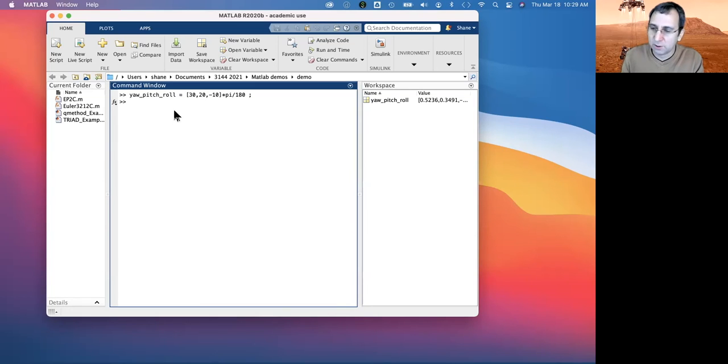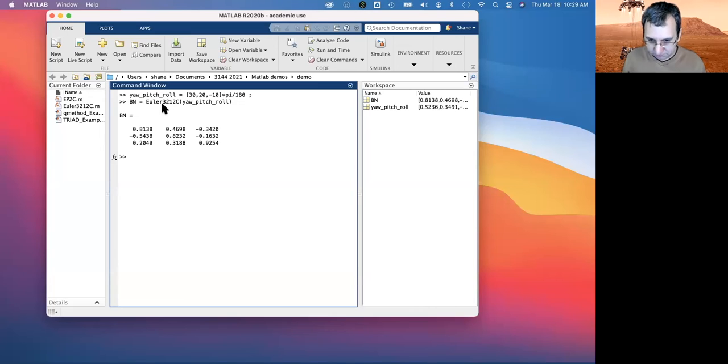So we could either look up in the back of the book, or in one of the earlier lectures, or I already have over here this Euler 3212C. It came from that zip file that has a whole bunch of routines. So I'll just use that 3212C of yaw pitch roll, and I get that matrix. This is the true rotation matrix, which we would not have access to if we were estimating things.